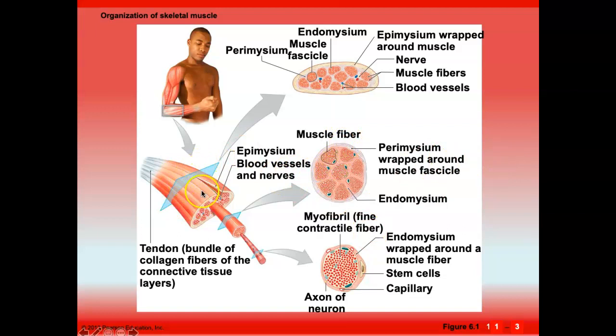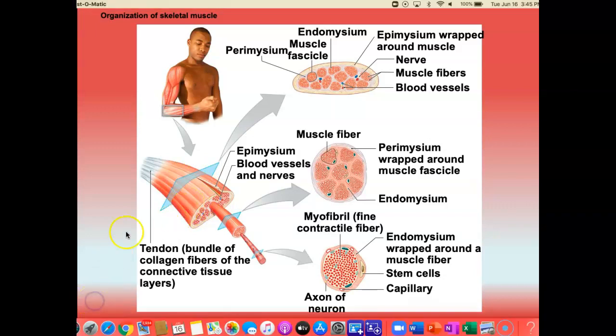It's hard to understand some of these pictures, so be careful of what you're looking at. Make sure you're looking at a muscle or a muscle fiber. It's kind of hard to distinguish. So here on the left, we are looking at a complete muscle, and surrounding that muscle is the epimysium. The muscle is subdivided into units called fascicles, and each fascicle is surrounded by perimysium.